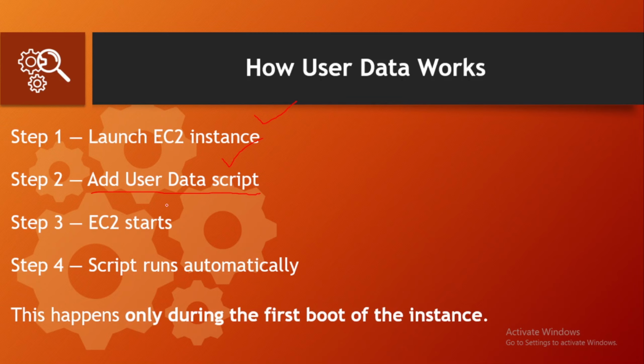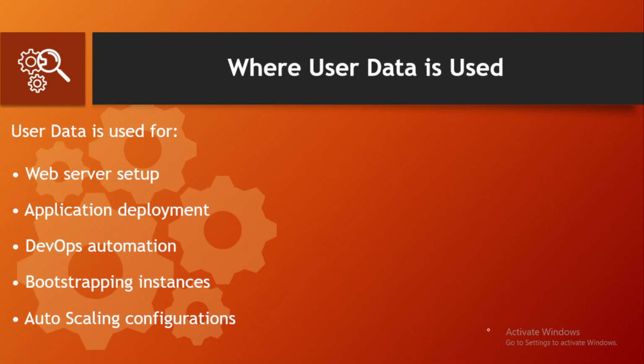After the instance is running, our script runs automatically, and this happens only during the first boot of the instance. That means, suppose while I was launching an EC2 instance, I added a user data script which installs Nginx on my EC2 instance. After some time, I stopped that particular instance, and when I run this instance again, Nginx will be gone.